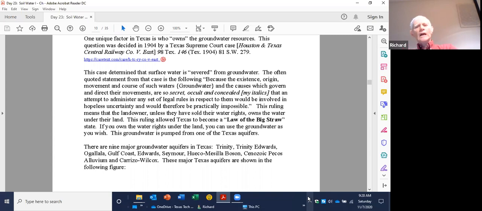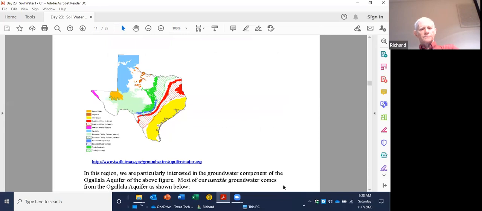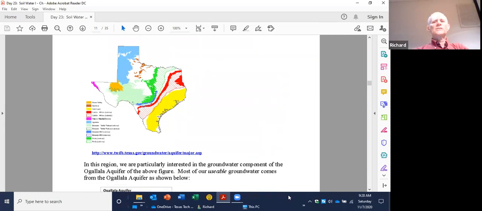There are 9 major groundwater aquifers in Texas, and I'm not going to go into the names of them, but I want you to look at the state of Texas. You can look at the various color maps in here; these are the various major aquifers in Texas. This blue area is the Ogallala Aquifer that we use right now. The Gulf Coast Aquifer is the yellow area. And then we have the Edwards and Trinity and other aquifers there.